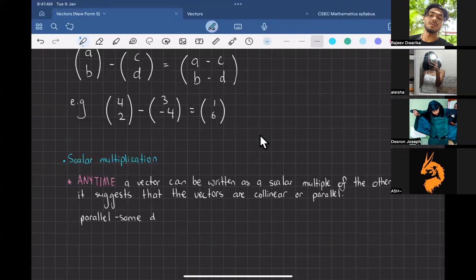Same direction does not mean they have the same size. It might mean the same, I'll use the word magnitude.